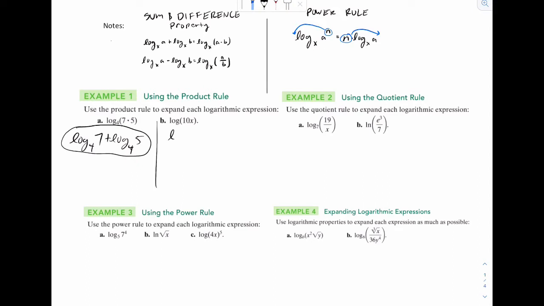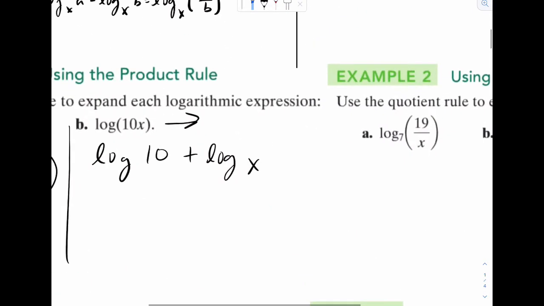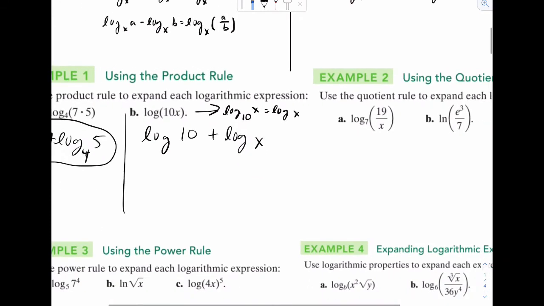Next one, log, there's no base here, so for now let's leave it. 10 plus log of x. Now hopefully you remember that in a problem like this, if there's no base specified, the base is assumed to be 10. So for example, log base 10 of x equals log x. That's known as a common log, because 10 is a very common number to work with, in science especially.